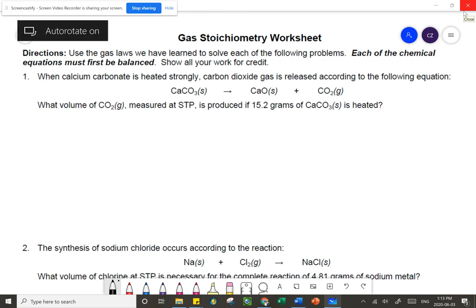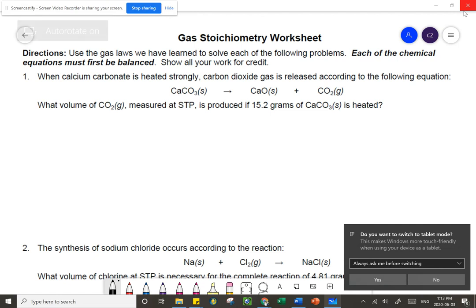Let's start with question 1. Okay, so it says calcium carbonate is heated strongly, and carbon dioxide gas is released according to the following equation. What volume of CO2 measured at STP is produced if 15.2 grams of CaCO3 is heated?